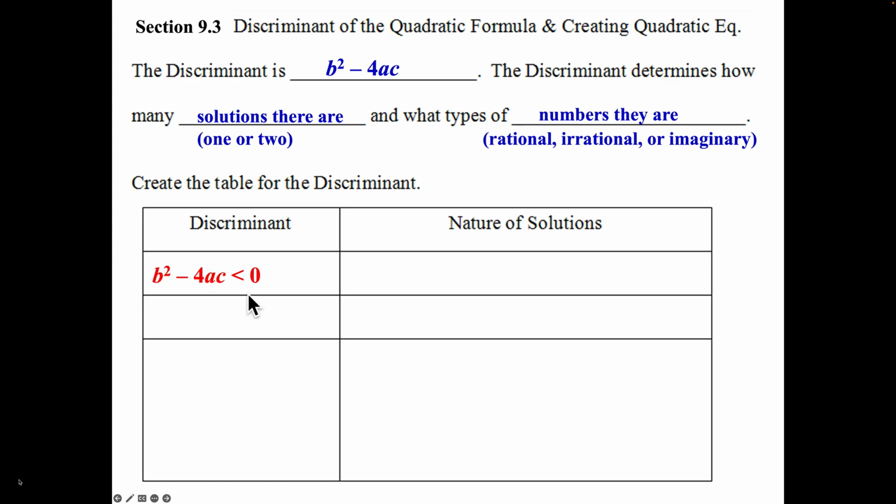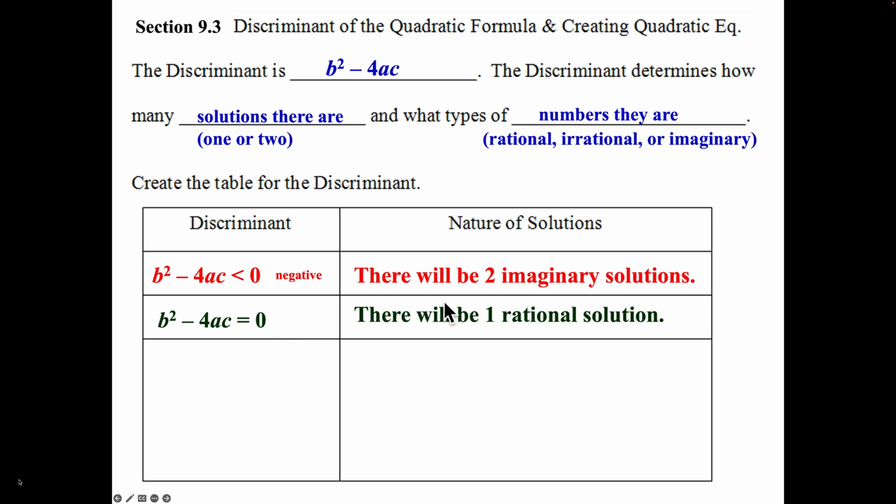But if this discriminant is less than 0, which means it's negative, you automatically will have 2 imaginary solutions because you're taking out an i, because there's a negative value inside your square root. Remember, this is what's inside the square root symbol. If your b squared minus 4ac is equal to 0, well, the square root of 0 is 0, then the numerator is 0, so that second fraction is 0, and you won't be adding or subtracting anything. So you will have one rational solution. In fact, that answer is the negative b over 2a.